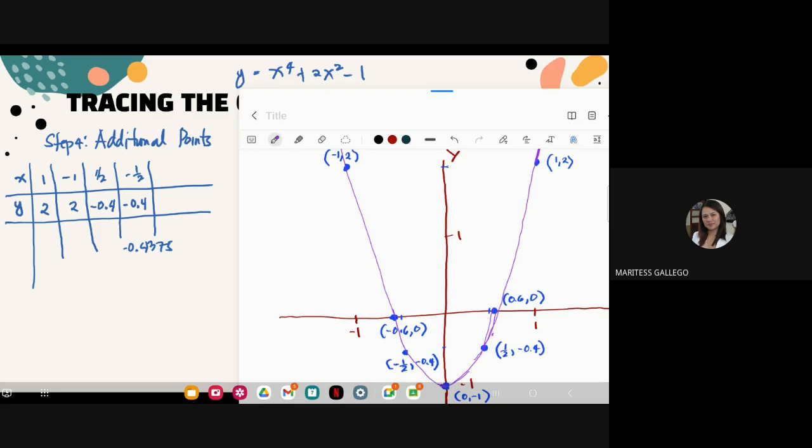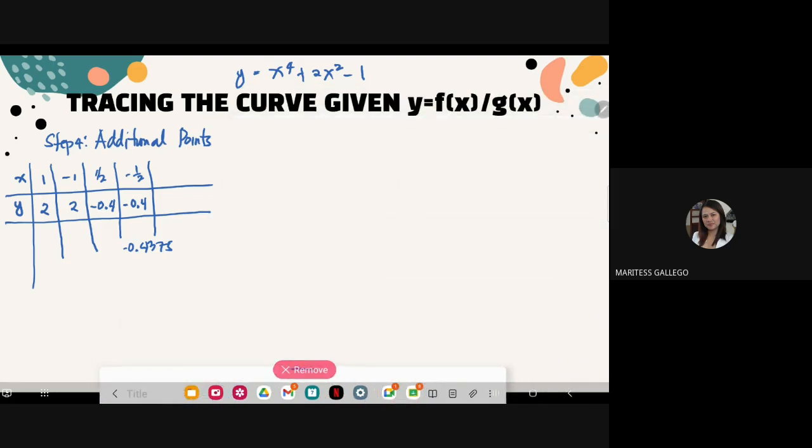So, lahat ng function na ibibigay ko sa inyo, same steps lang ang gagamitin natin. Question? Question? Mukhang wala naman kayong katanungan. Okay, so let us proceed now to another example.